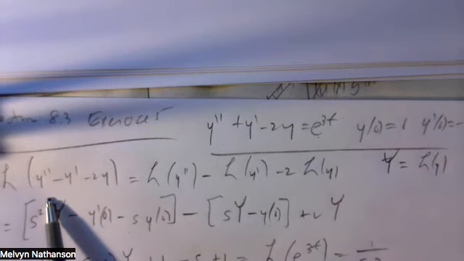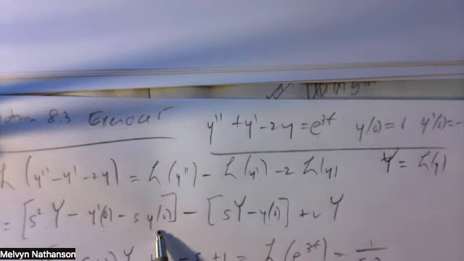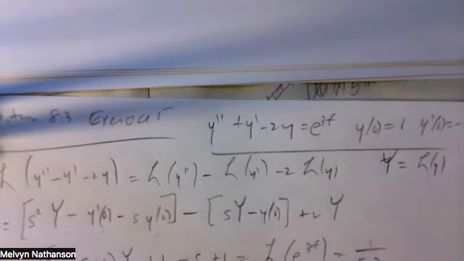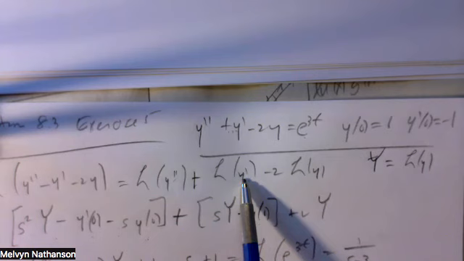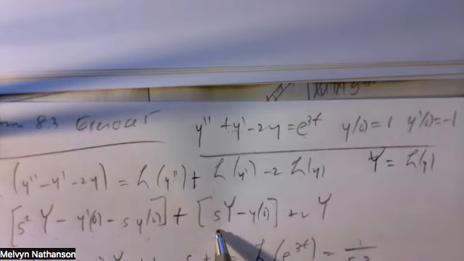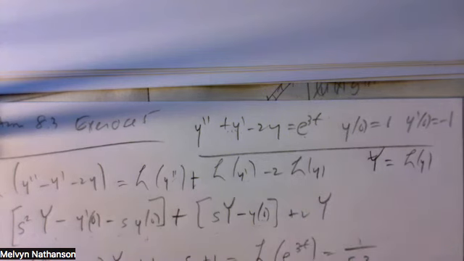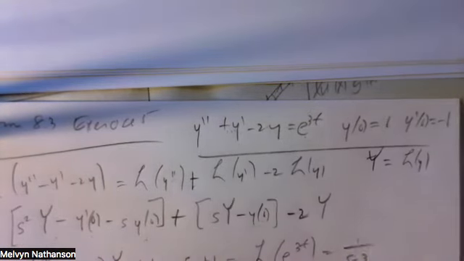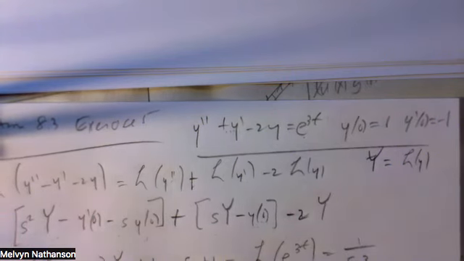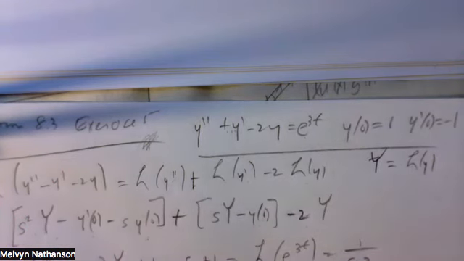So the Laplace transform of y double prime is s squared times the Laplace transform of y, minus the derivative at 0, minus s times the value at 0. And the Laplace, oh, here's a mistake. This is a plus. Plus the Laplace transform of y prime, which is s times the Laplace transform of y minus y of 0, minus 2 times the Laplace transform of y. So that's equal to s squared plus s minus 2 times Y. Always good to do arithmetic correctly.